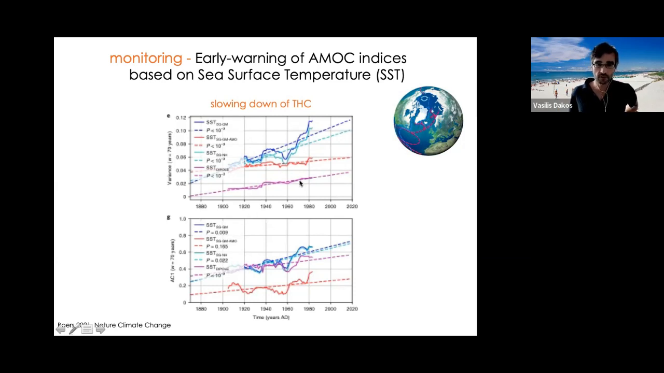And here what the authors have shown is that by using, sorry for the bad slide, different indices like sea surface temperature at different latitudes, they measure changes in variance, or the evolution in time of variance and autocorrelation, and they reported in all cases a consistent, at least statistically, increase in that slowing down. That adds more support to the argument that indeed that circulation is slowing down, and that eventually slowing down means its potential stopping.